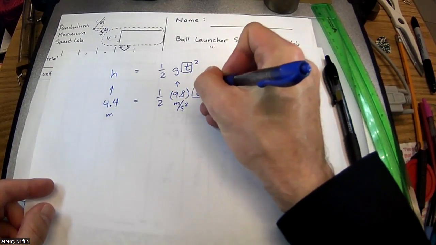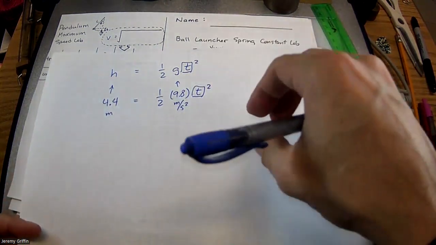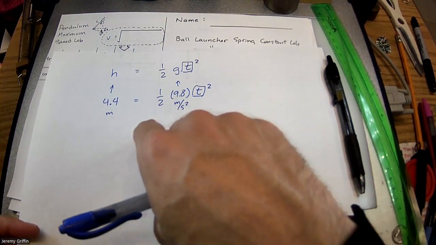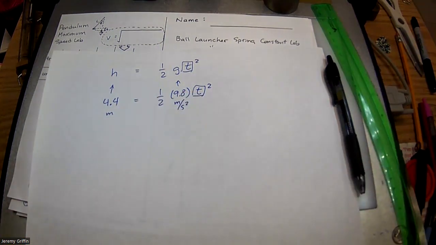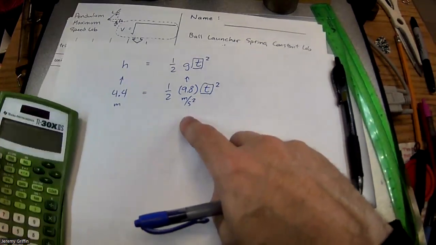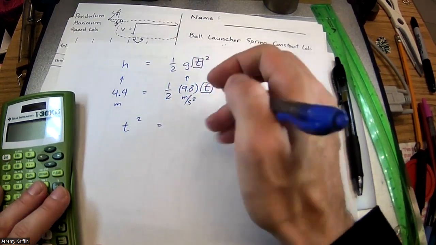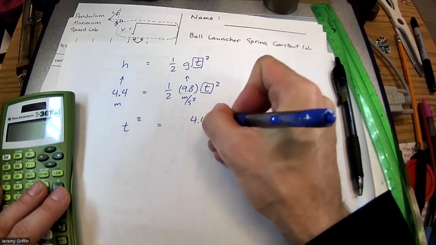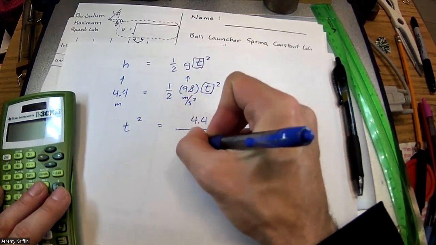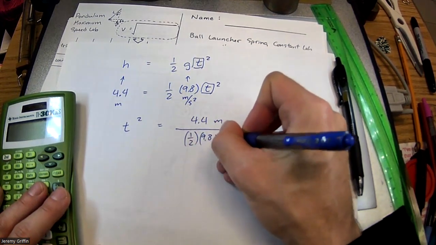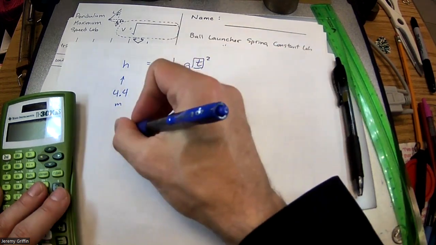It's t squared. Now, I do remember if you go to the edge of a cliff and drop a ball and let it fall for 1 second, it falls pretty close to 5 meters. So I bet the time should come out to be a little bit less than 1 second. A little bit less than 1 second. Right. So I'm going to go t squared is 4.4 meters divided by half of 9.8 meters per second squared.